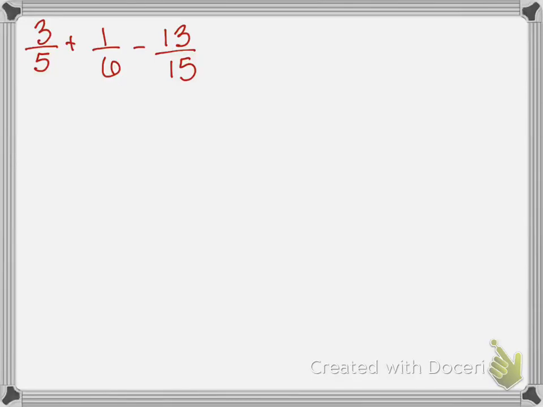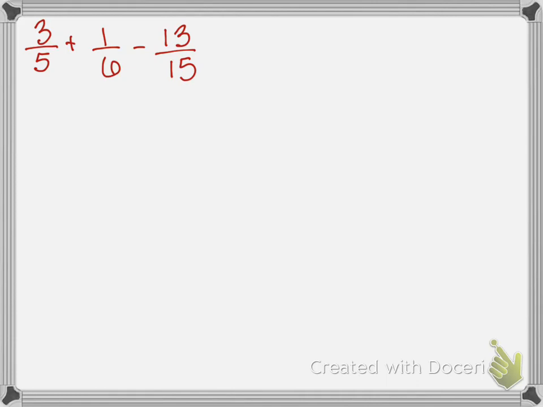Here we go. So I have 3 over 5 plus 1 over 6 minus 13 over 15. I'd like you to look at my denominators of 5, 6, and 15 and tell me what my LCD is. What is my LCD of 5, 6, and 15? 30. It is 30. Okay, and that is absolutely correct.